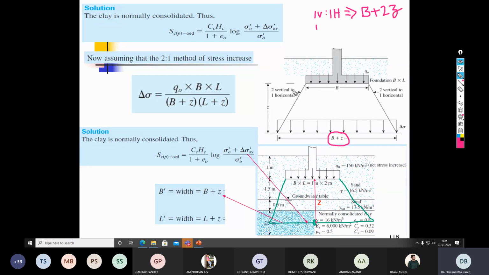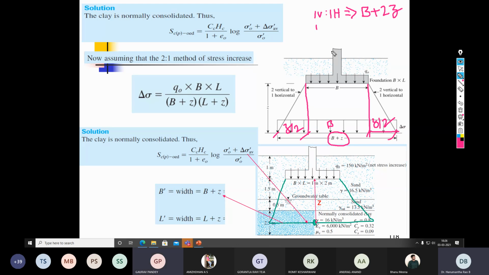If I consider 2 vertical to 1 horizontal, the effective width at the middle of the clay layer becomes B plus Z. It can be said like this: this is Z by 2, this is B, and this is another Z by 2 for a load distribution of 2 vertical to 1 horizontal. If it is 1:1, then this will become Z plus B plus Z, so therefore it is B plus 2Z.